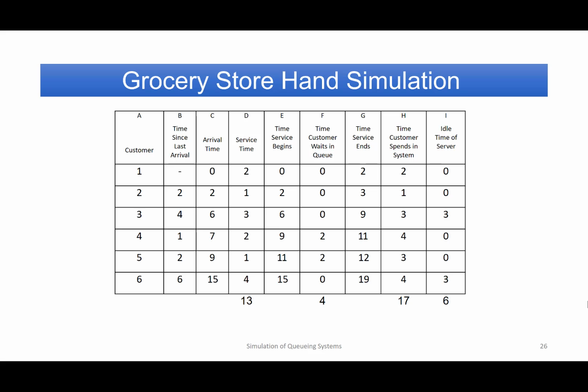The total amount of service time, column D, is 13 units. You can also total the amount of time that the customer waited in queue, or column F, which is 4. And lastly, we will total the last two columns, which are the amount of time the customer spent in the system, which is 17, and the overall idle time of the server, which is 6. Note how they also relate to each other. For example, the time the customer spends in the system, 17, should be the sum of the service time and the time that the customer waits in queue, 13 plus 4, which it is in this case.